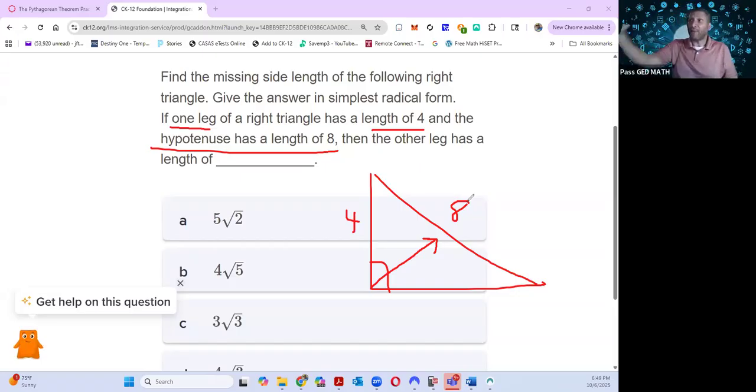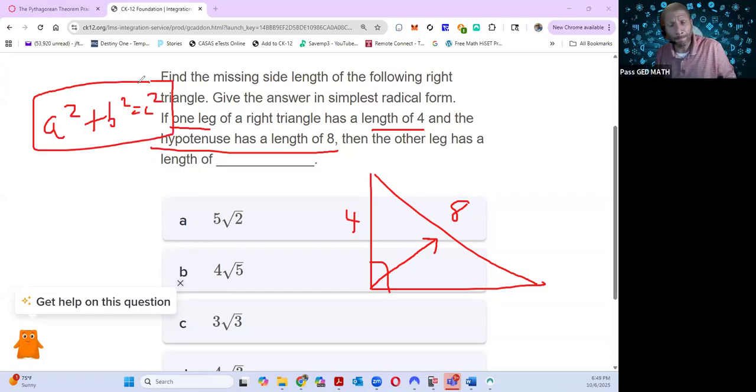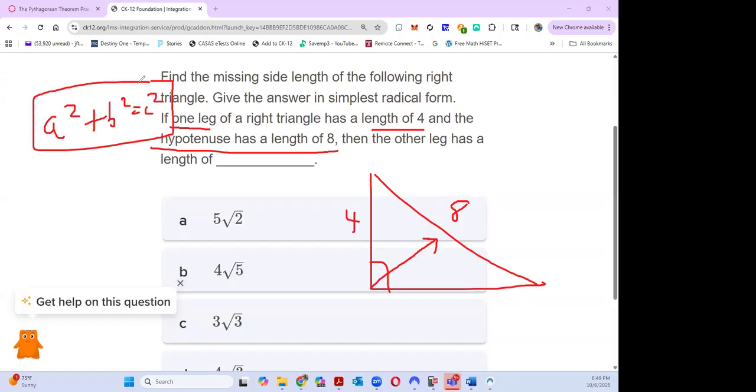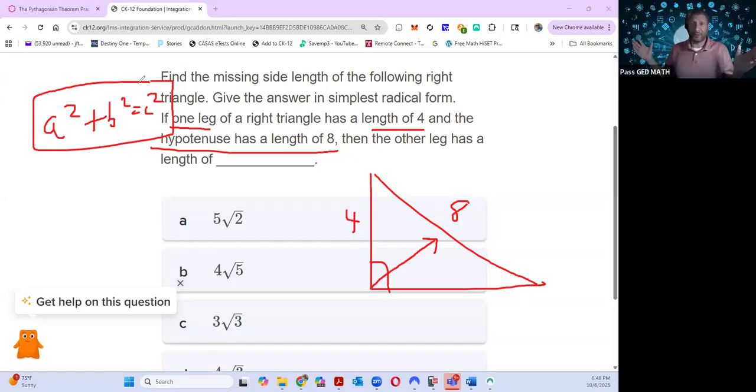First of all, find the missing side of the following right triangle. That tells you to use Pythagorean theorem. Pythagorean theorem is a squared plus b squared equals c squared. Where can we get this formula from? It's right on our formula sheet. Listen, this is not rocket science. Identify our givens. One of the legs is 4, the hypotenuse is 8.